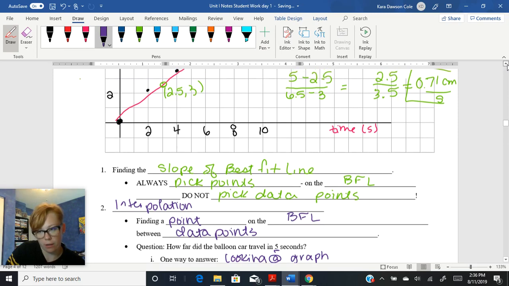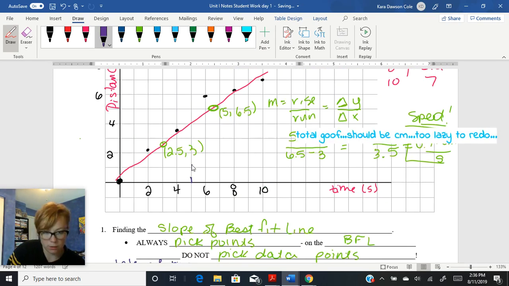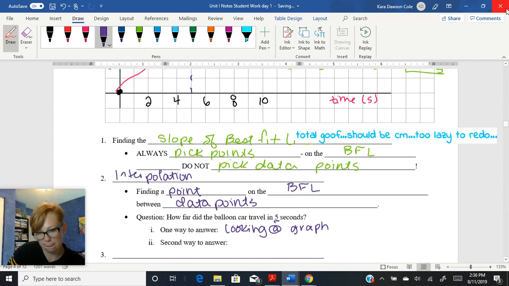So looking at the graph, I would go to 5 seconds. So right here. And I would go up to 5 seconds. And then I would go over, and then that number would tell me about the distance that the balloon car traveled in 5 seconds. So this would be 4 seconds. So I'd say it's 4 seconds.